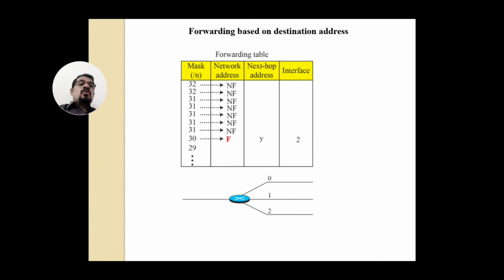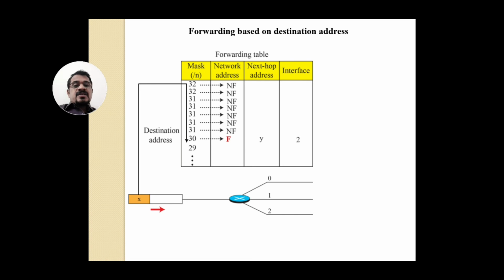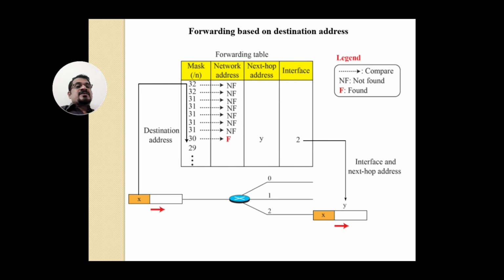It has to decode it, and from the mask it gets the original network address. From the network address, it identifies in the routing table the next hop address, and which interface that next hop address is connected to. This is how forwarding is performed based on the destination addresses.